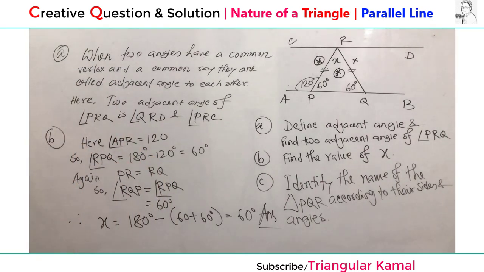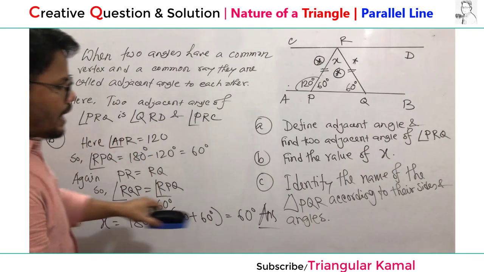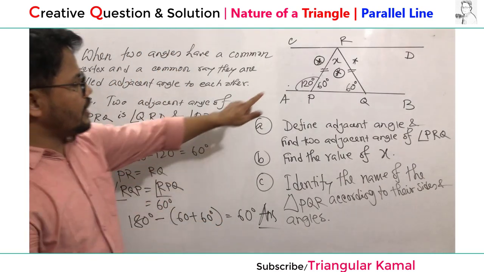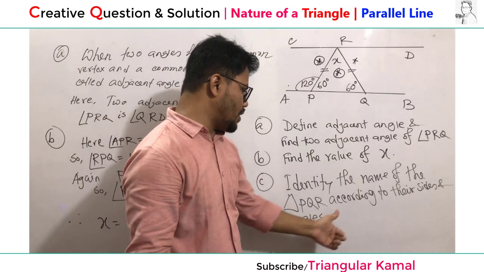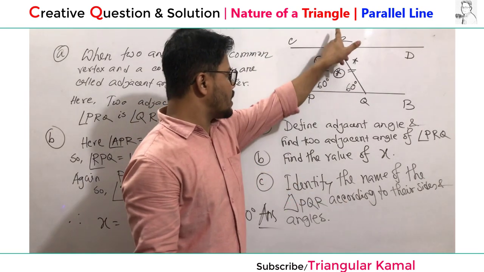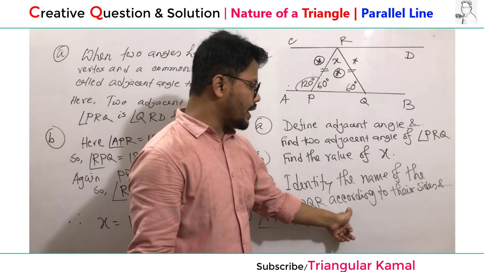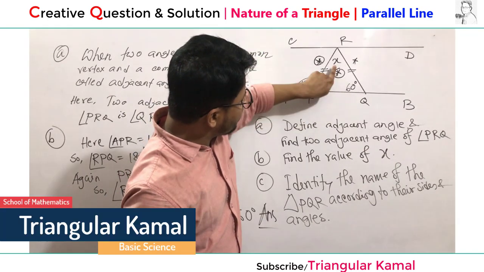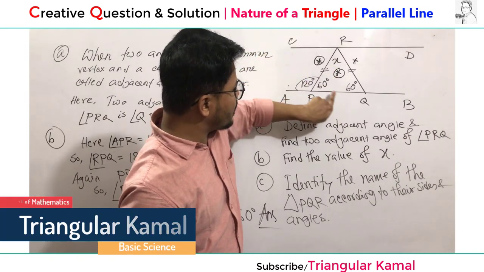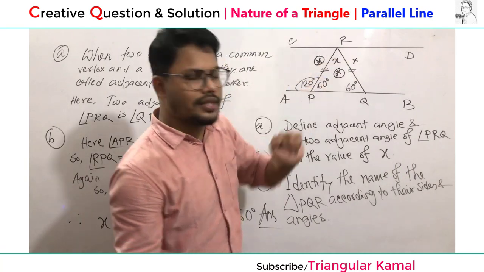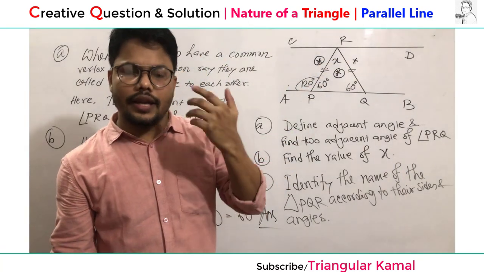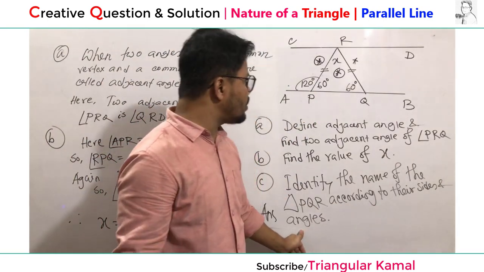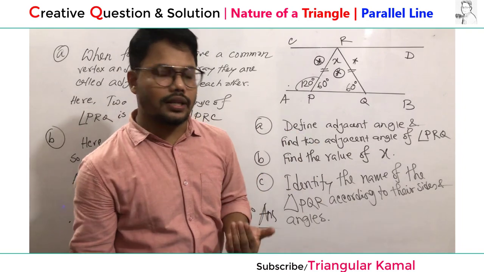Now this is question number C. Identify the triangle PQR according to its angles. So we see here each angle is 60 degrees, all are acute angles. Definitely the triangle PQR is an acute angle triangle, because here PRQ angle is 60 degrees, RPQ angle is 60 degrees, PQR is 60 degrees. Three angles are acute and they are smaller than 90 degrees. This indicates that according to the angles, this triangle is an acute angle triangle.